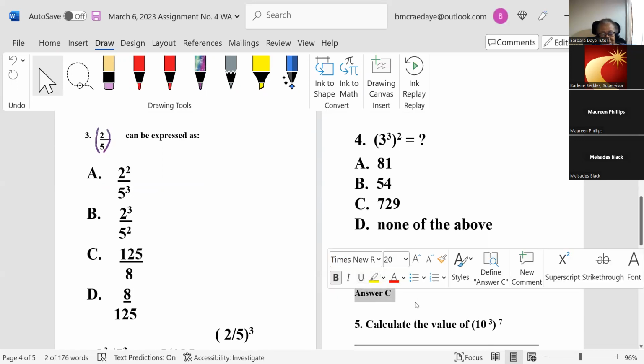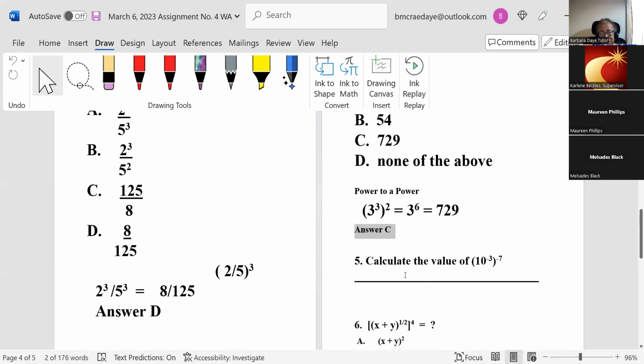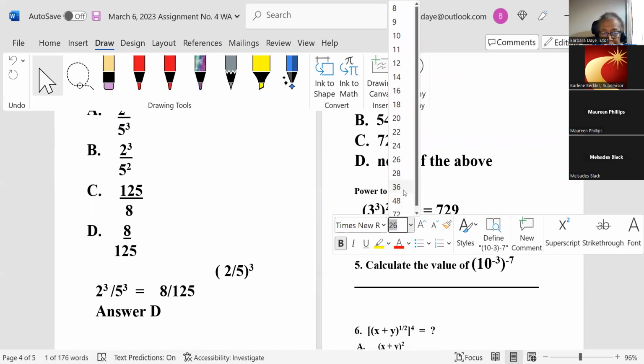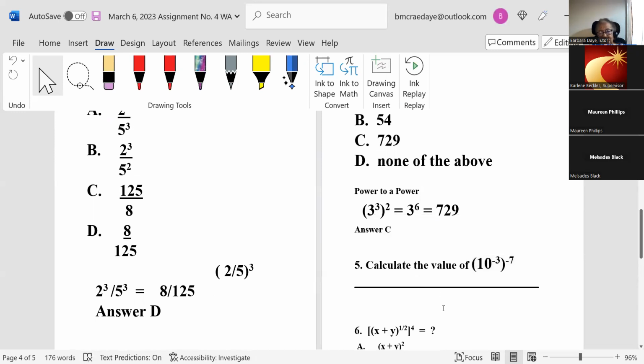Okay. Now here's another power to a power, just like number 5 is just like number 4. Maureen, what's the answer? Okay, let me see. 10 to the minus 3 to the minus 7. Make that a little bigger because maybe you can't see the minus. 10 to the minus 3, to the minus 7. So what's the answer, Maureen? This is just like the one we just did. Multiply the exponents. 7 times 3 is 21. So what's the answer?